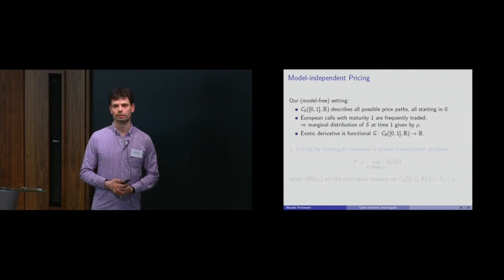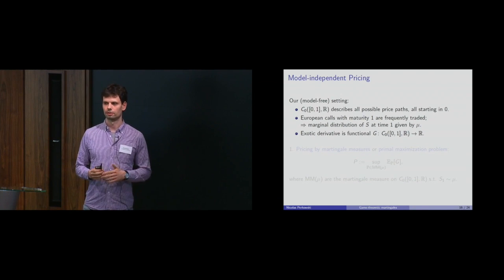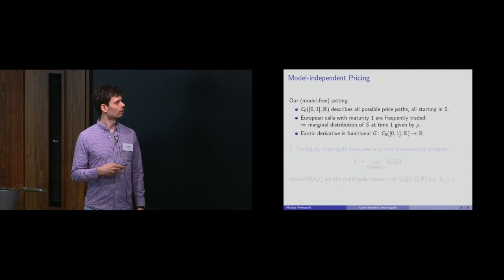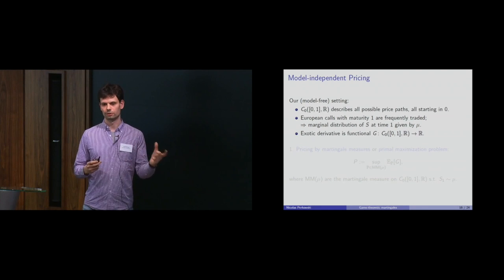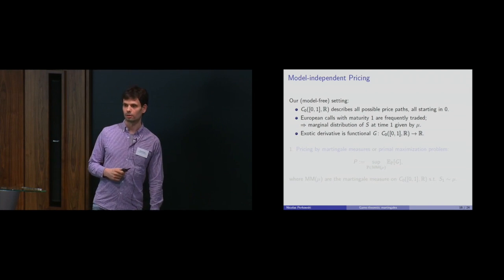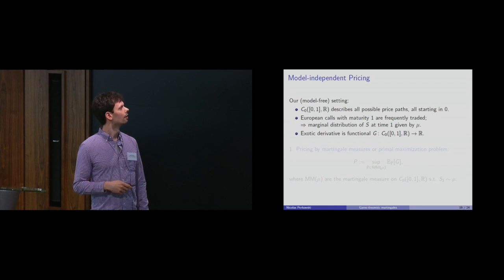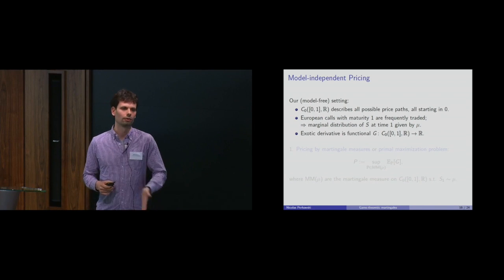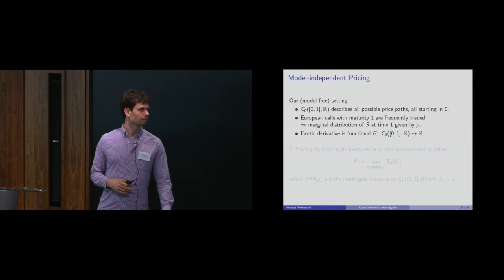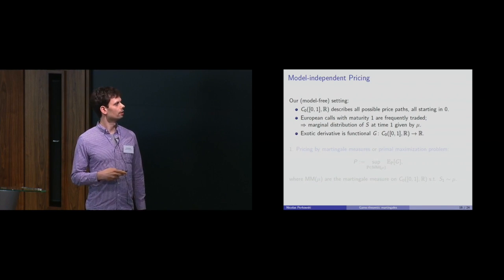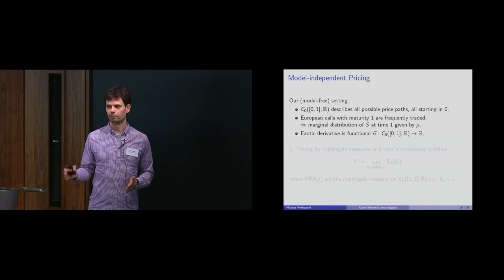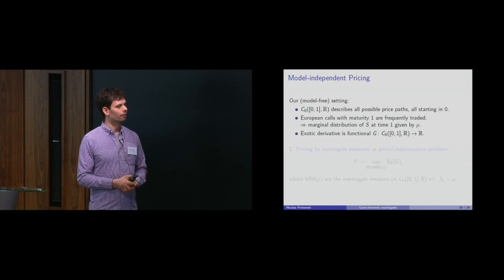So what do we take as our setting? I'll show you the one marginal case just because it's less technical to present. So we look at all continuous paths on the interval [0,1] with real values, one-dimensional. This is important. I'll get to that in the end. And today we know the initial value, so at time 0, they start in 0. We assume that European calls at the terminal time are frequently traded, so we know their prices.